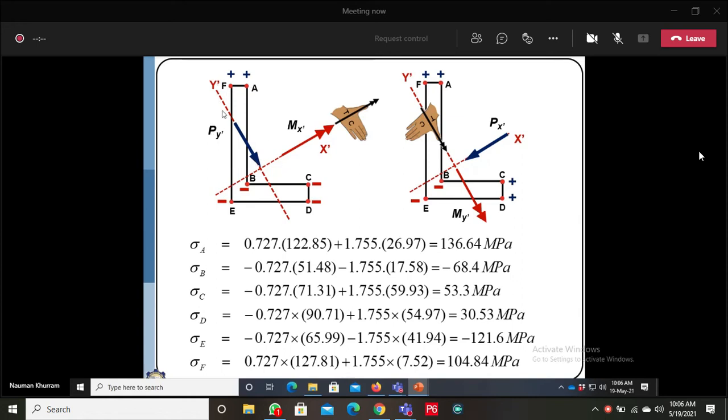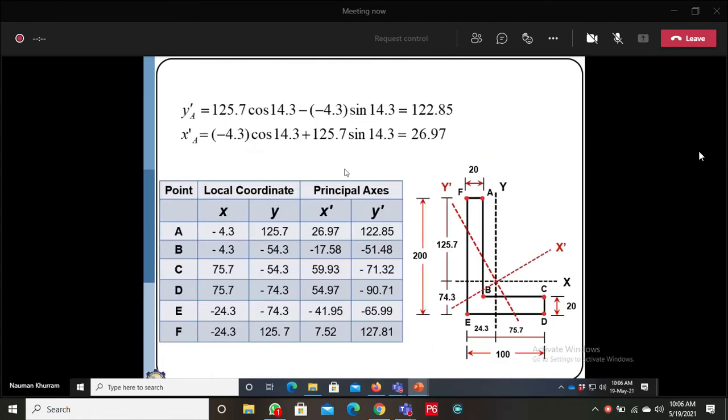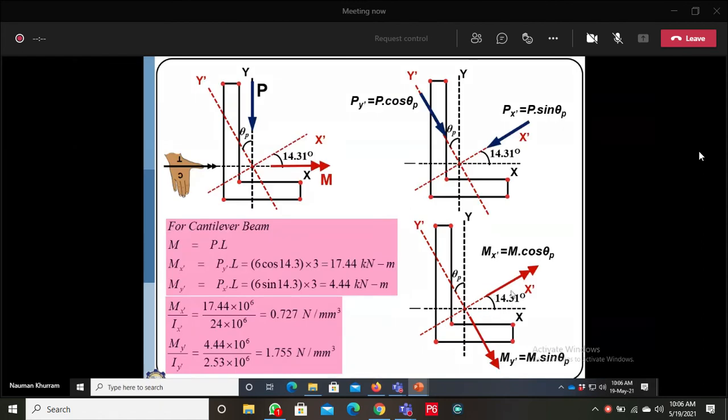And which side will be in compression and which side will be in tension, we have to perceive from the right hand rule or by the concept of our end condition and loading. So in case of the cantilever beam, if the load is acting downward, then opposite to the load we will have compression and toward the loading side we will have tension. Or you can also get the sign convention from this moment vector, just as I have shown here.